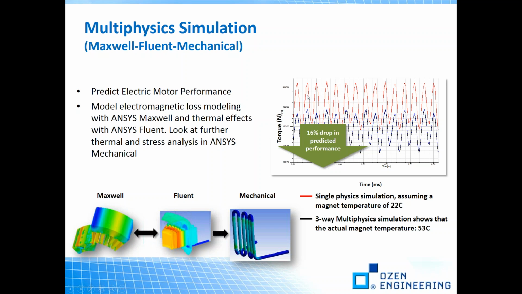This red graph shows that with just electromagnetic analysis, the magnet temperature is around 22 degrees, but when you do the multi-physics simulation using Fluent and Mechanical and consider the loss and heat generation, you can see the actual temperature of the magnet is around 53. So in this analysis, whether you go with the single electromagnetic simulation or with the multi-physics simulation, there is a 60% drop in predicted performance.